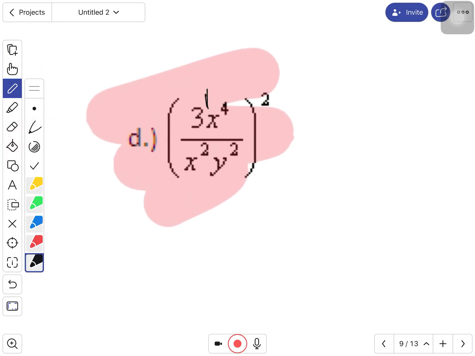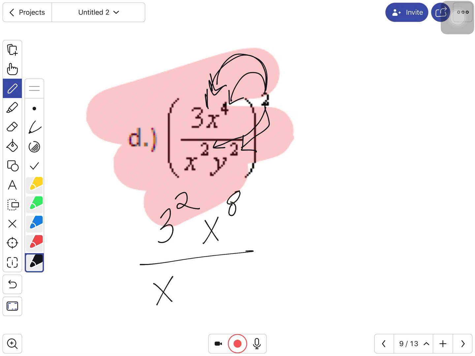Okay, part D. Again, 3 has an exponent, so we need to do that distributive property to every exponent in the problem, again, as long as there's no plus or minus. So this becomes 3 to the 1 times 2, which is 2, x to the 8th, x to the 4th, and then y to the 4th.